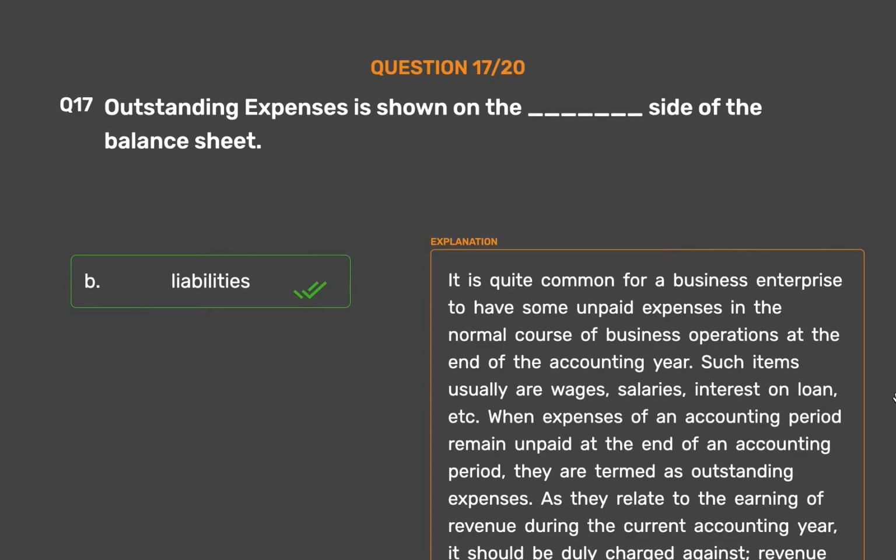The entry to bring such expenses into account is concerned expense A/c debit to outstanding expense A/c. The above entry opens a new account called outstanding expenses, which is shown on the liabilities side of the balance sheet. The amount of outstanding expenses is added to the total of expenses under a particular head for the purpose of preparing trading and profit and loss account.